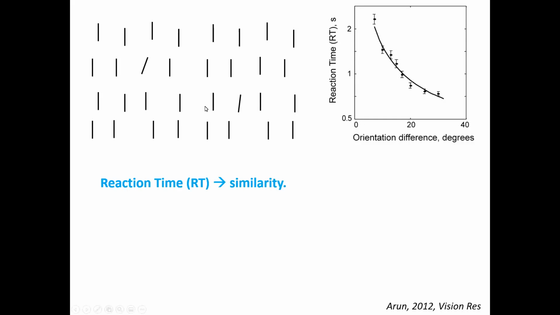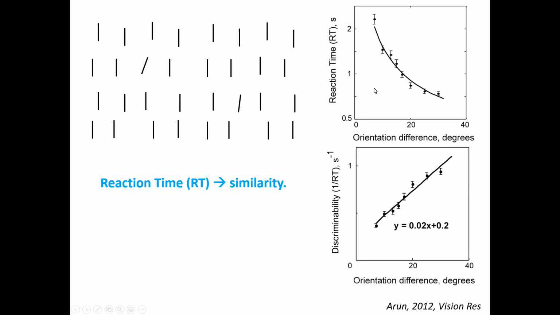So if you think about this reaction time, the time you take to find the target, you can think of it as a measure of similarity. That is, if the target is more similar to the distractor, you'll take a longer time. So reaction time is proportional to similarity. But look at what happens when you actually take the inverse of the reaction time. It turns out that this nonlinear function is almost exactly a 1/x function.